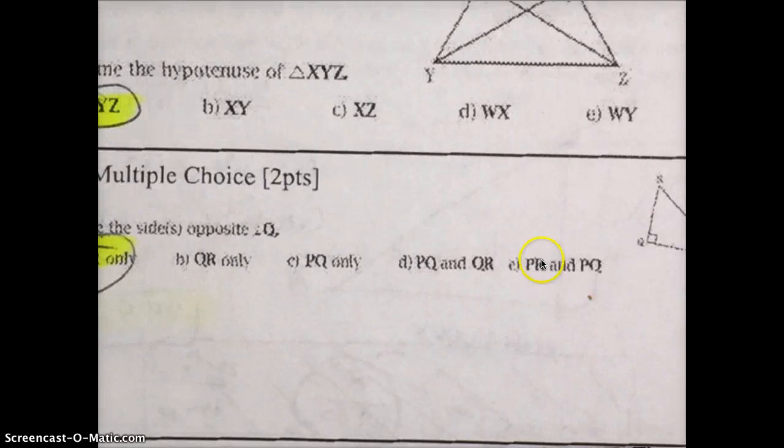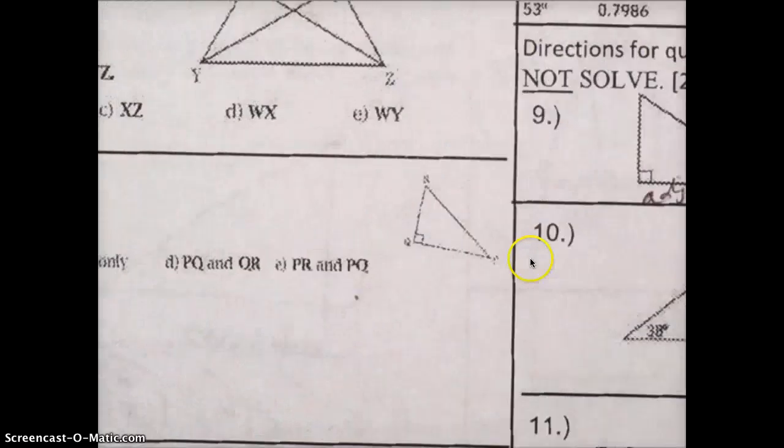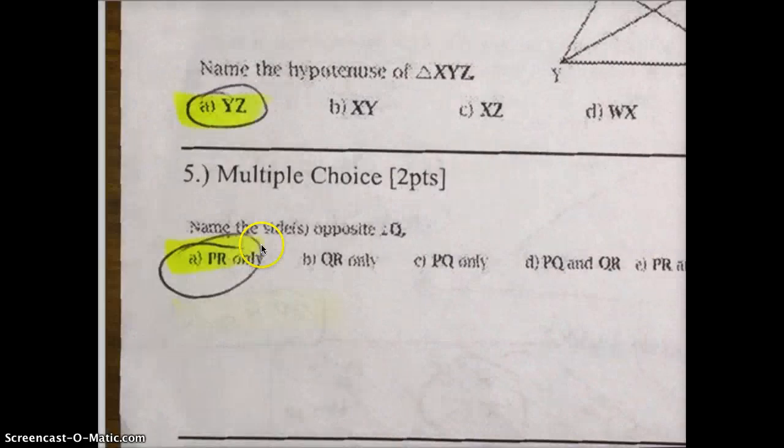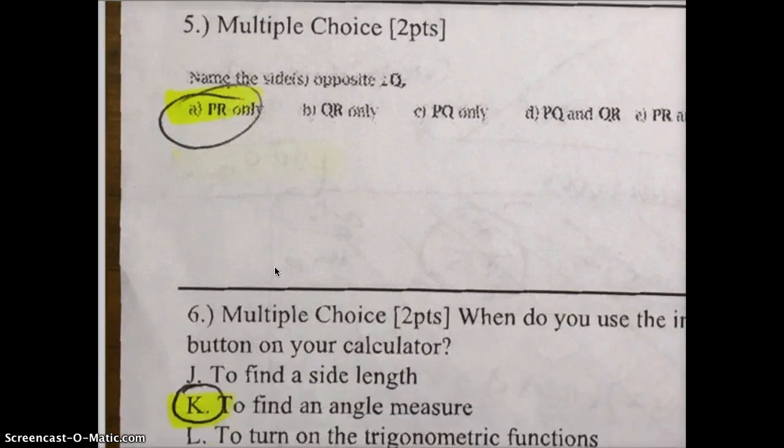Has anyone got to attempt what that says? P? Angle Q. And that would be P and R. Alright, thanks. There you go. Number 6.